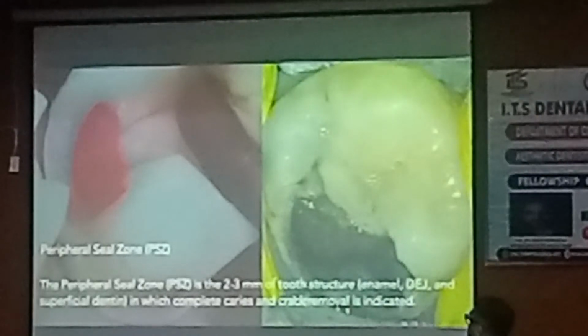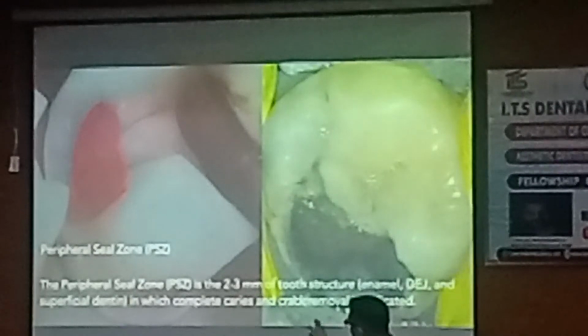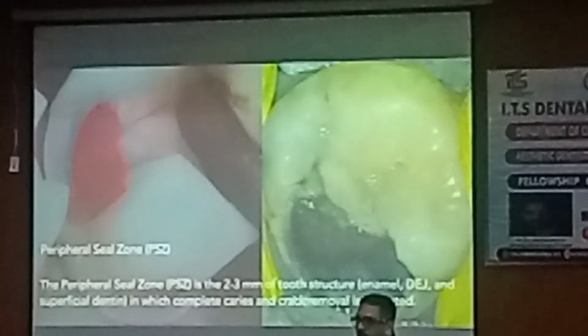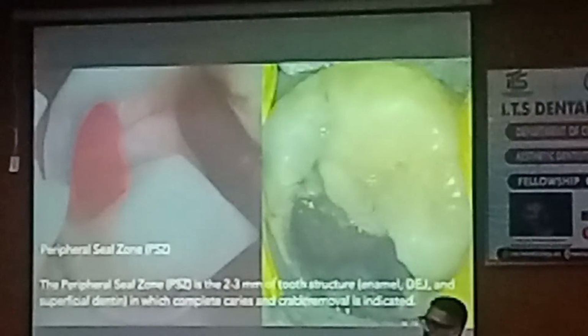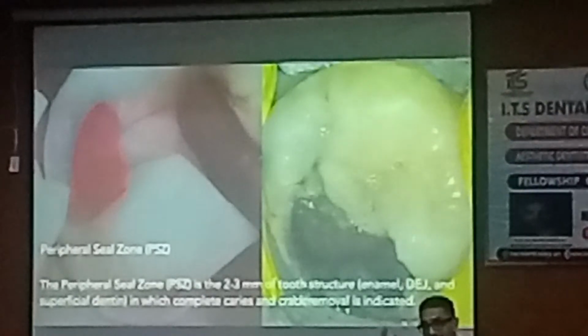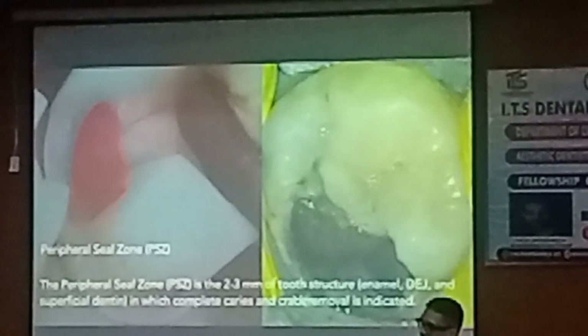So, now, when you are going to remove caries, what are we going to look for? We are going to look for the peripheral seal zone, which means the periphery of the cavity has to be fine. Now, what does this mean? It means don't take the diamond and go into the center of the cavity. First, you will remove only the periphery. We are taught to take the diamond and go to the center of the cavity to remove the caries. So, the second point to remember is: center is last, periphery is first.